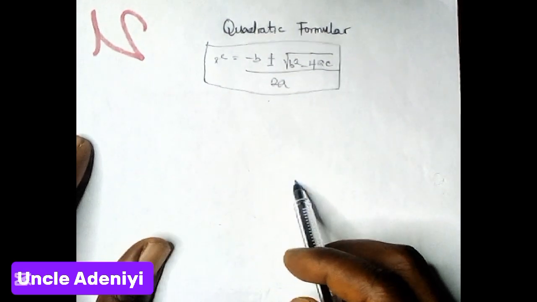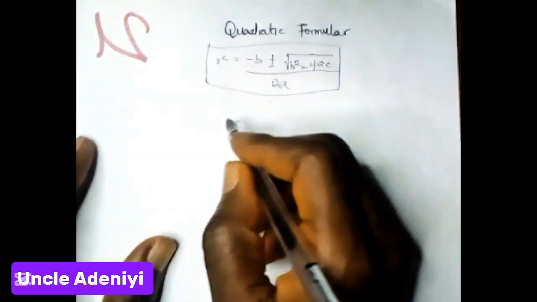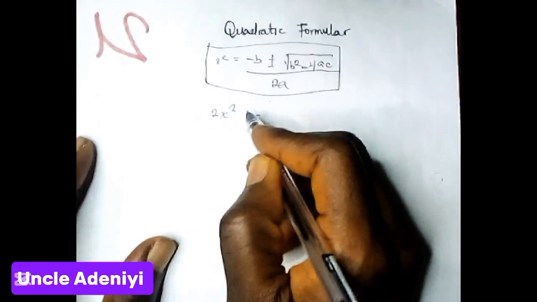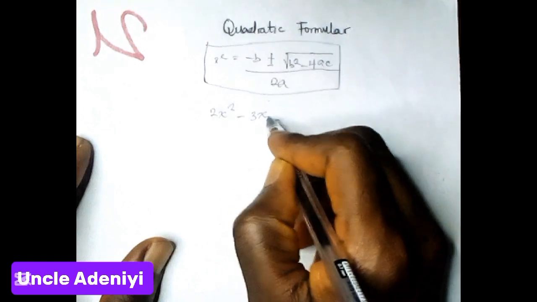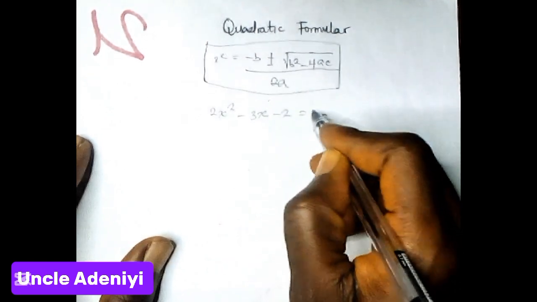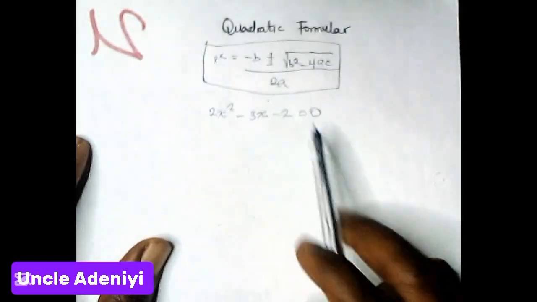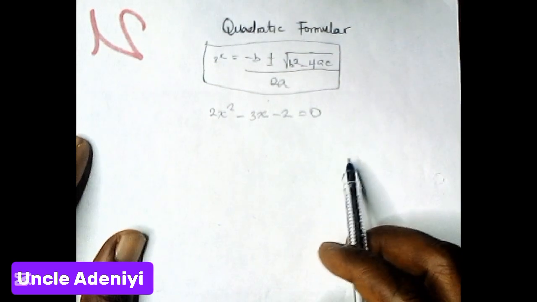Make I give you one question. 2S square minus 3S abi minus 2 equals 0. They say make you solve am when we use this almighty formula. So how you go take do am?